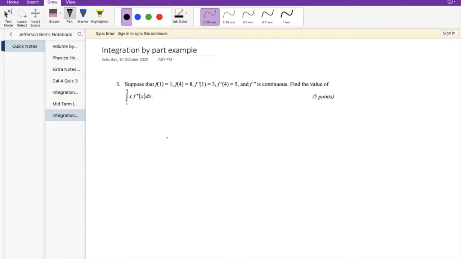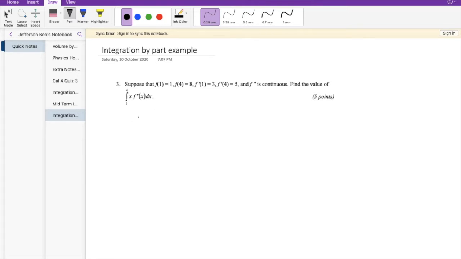In this kind of problem, it's actually pretty easy. You just have to know that this is integration by parts. You have to use integration by parts, and you need to know the value they're given, what it represents, and what it can be used for. Okay, so let's do it.